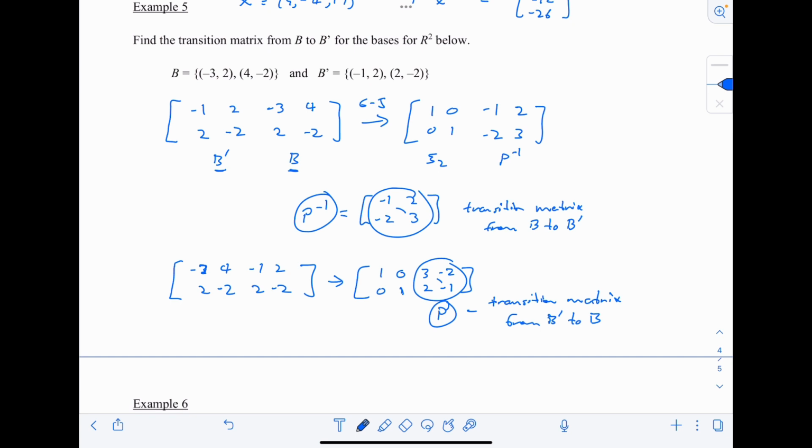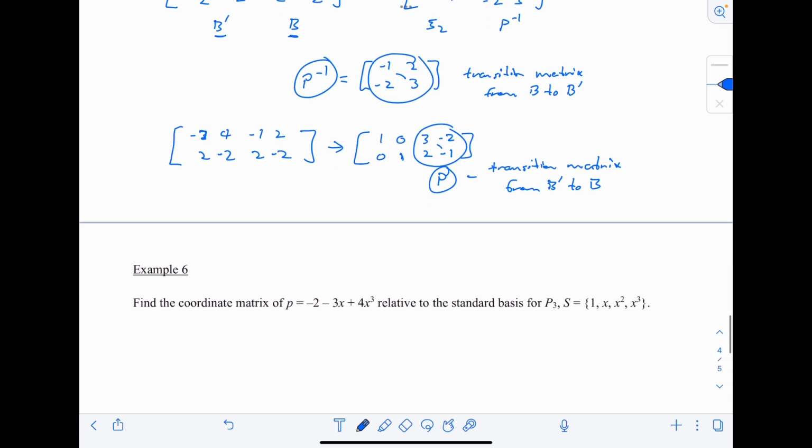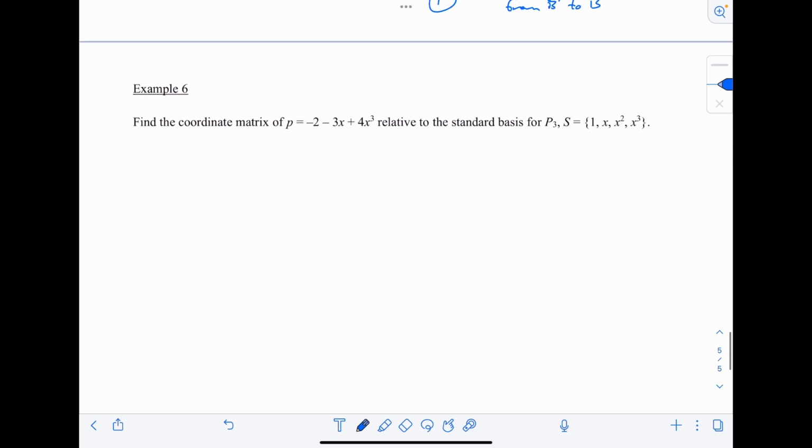All right, so that's how you find a transition matrix: you just use that process, create that adjoint matrix, apply Gauss-Jordan, and you've got your transition matrix. All right, well, as I mentioned earlier, we're going to finish up with 2 last examples here that just simply show how we can use this in other spaces beyond just the R space.